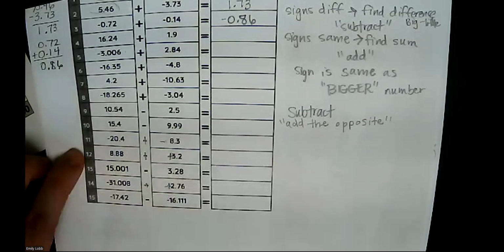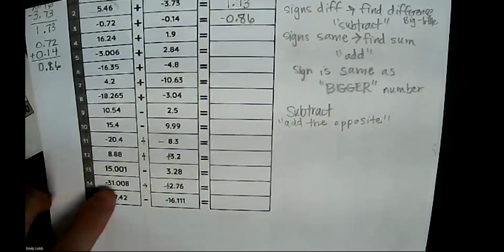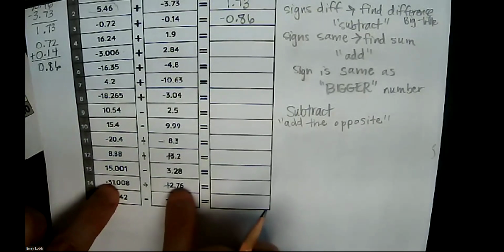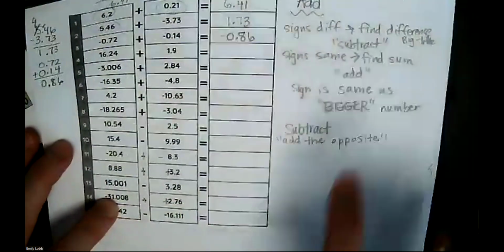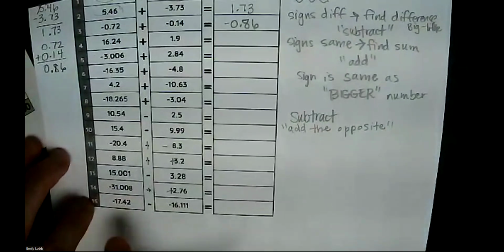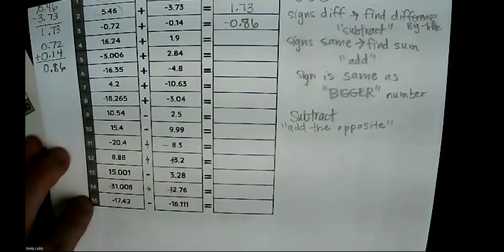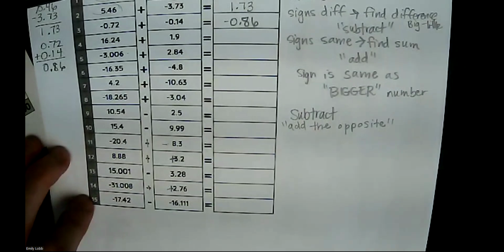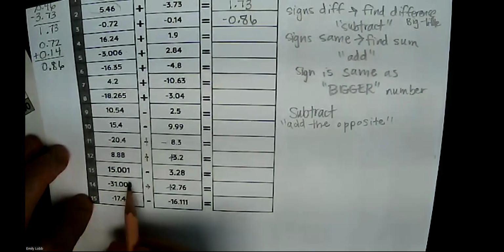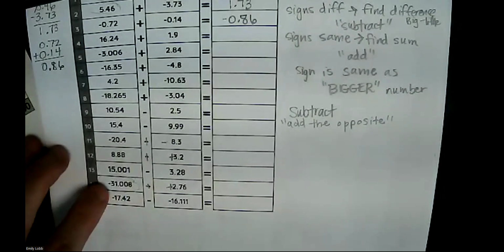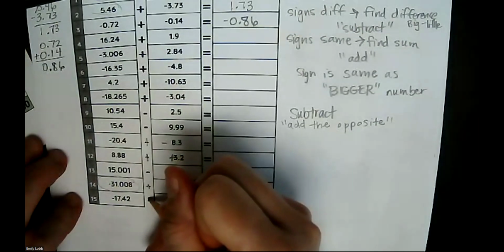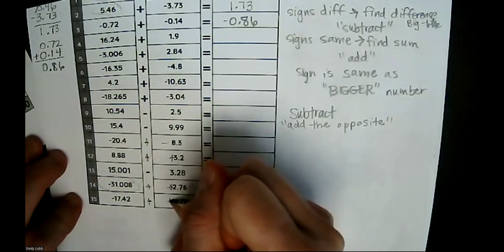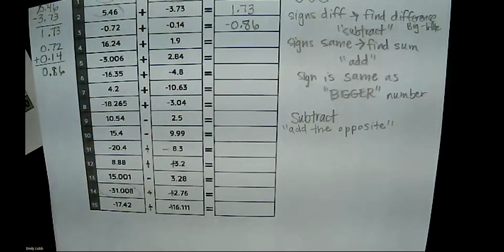But once we've changed these for number 14, we notice we have a negative and a positive. So when our signs are different, we have to find the difference. So you're thinking this minus this, right? And then to get the sign, we want the same sign as the bigger number. So our answer here should be negative, okay? Same thing here. Add the opposite. So 14 and 15, you'll attack much in the same way, okay?